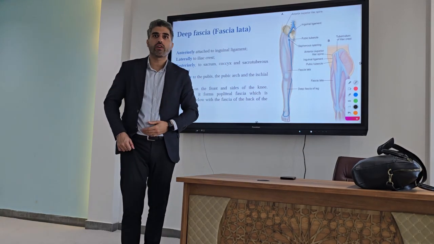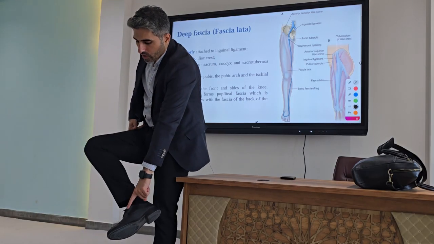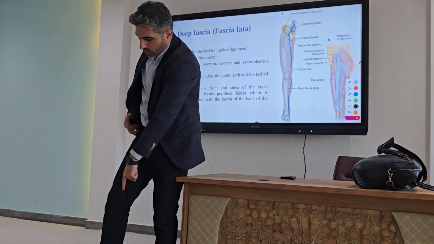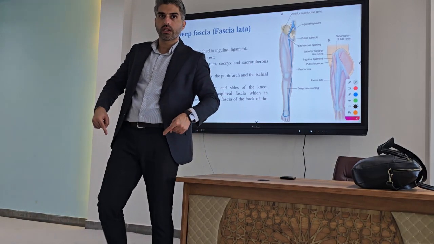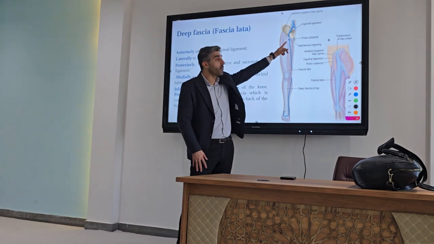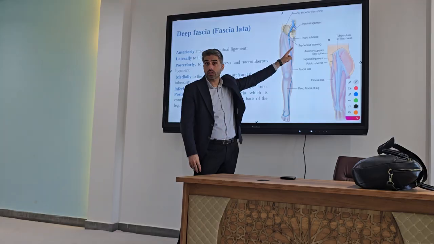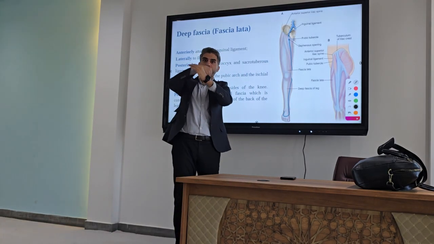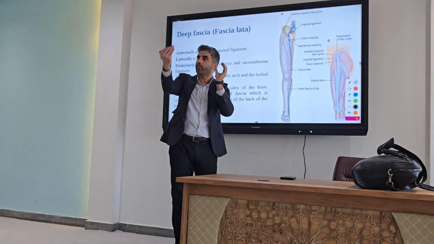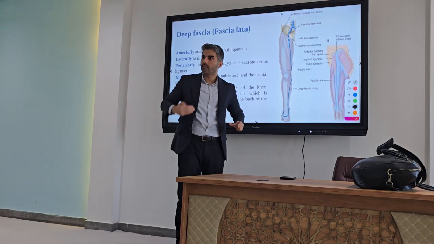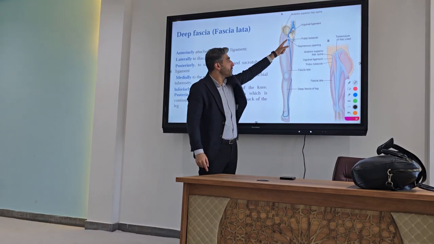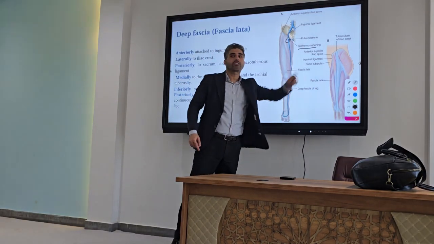Great saphenous vein. It starts from the dorsal side of the foot, goes up, goes up, and finishes here. And this foramen, this opening in the fascia lata, is for this vein. This vein from the superficial part goes deep. Okay, so the name of this foramen is the saphenous opening.